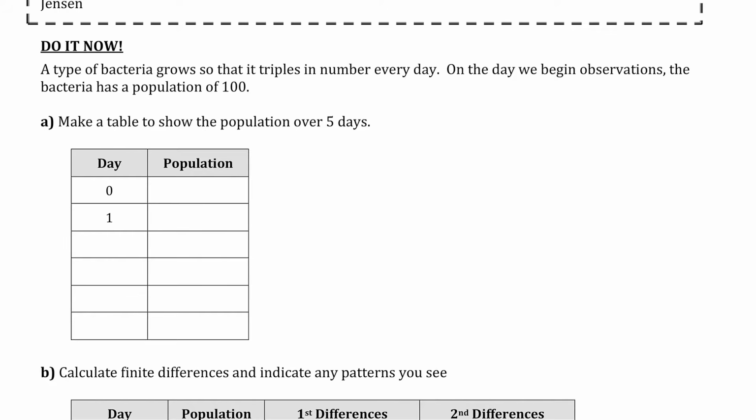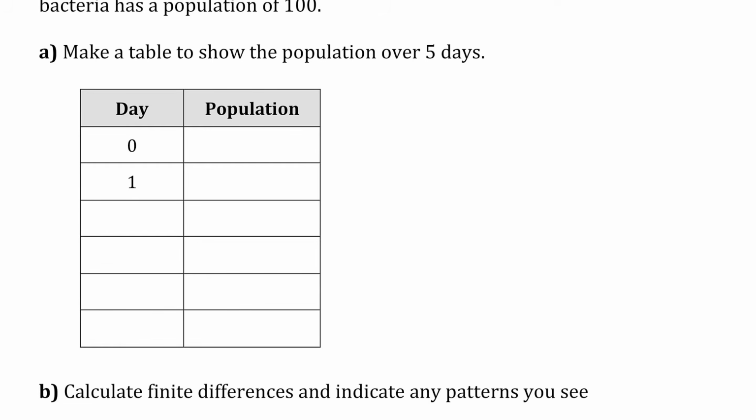So in my table, I have my two variables. My independent variable is the number of days that have elapsed, and my dependent variable is the population of the bacteria. We want to complete this table over a 5-day period. So I'll complete my X column up to 5.